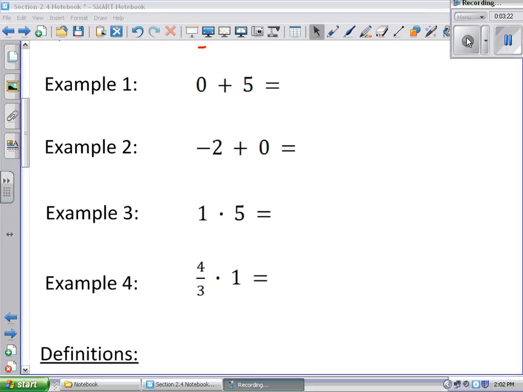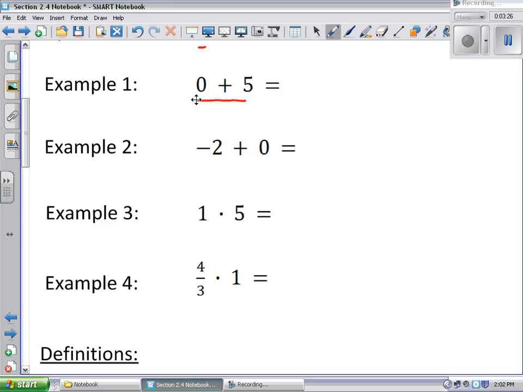Let's look at example 1. 0 plus 5 is equal to 5. If I add 0 to any number, I get the number I started off with. Example 2. Negative 2 plus 0 is equal to negative 2. Whenever I add 0 to any number, I get what I started off with. 1 times 5 is equal to 5. Whenever I multiply by 1, I get what I started off with.